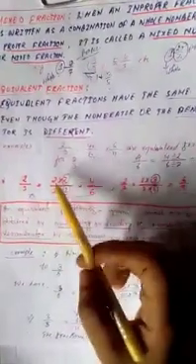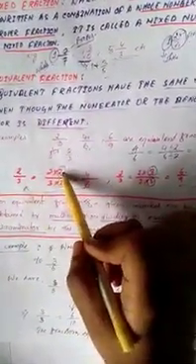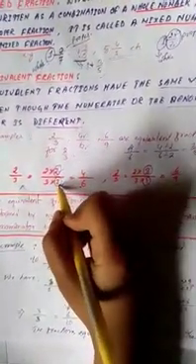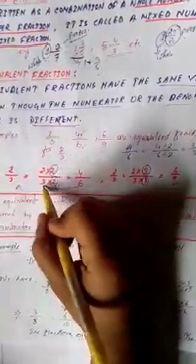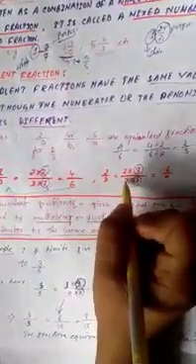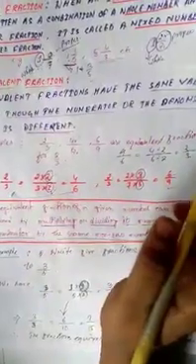See here how we can make 2 by 3 into 4 by 6. If we multiply both the numerator and the denominator by 2, 2 into 2 is 4, 3 into 2 is 6. So 4 by 6. Then 2 into 3, 3 into 3, so 6 by 9. So we get this after multiplying by the same non-zero number.